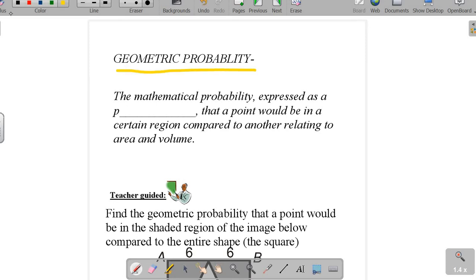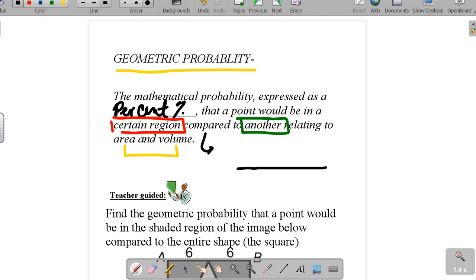Geometric probability is the mathematical probability expressed as a percent that a point will be in a certain region compared to another region, as related specifically to area and volume. That word compared implies a fraction. So it's going to be a certain region compared to another region, and as a fraction, you're going to translate that into a percent. This will make sense in just a moment.